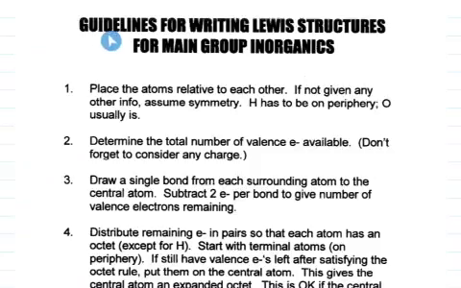Let's go over the guidelines for writing Lewis structures for main group inorganics. Now let's place the atoms relative to each other. If not given any other info, assume symmetry.